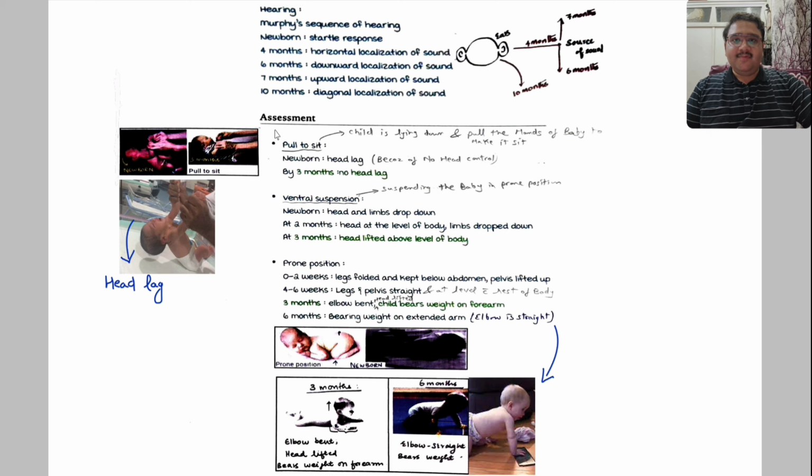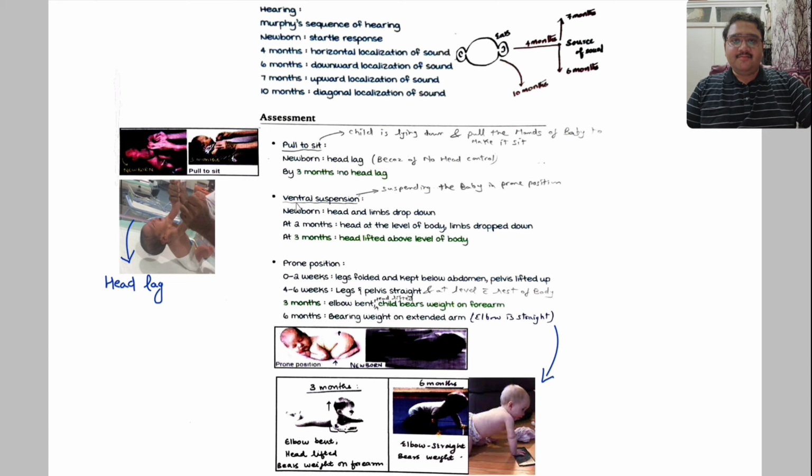Coming to the assessment, pull to sit, that is the child is lying down and you pull the hands of the baby to make him sit. So in newborn there is head lag because there is no head control. You can see the head is lagging. But by 3 months there is no head lag. So you can see here there is no head lag.